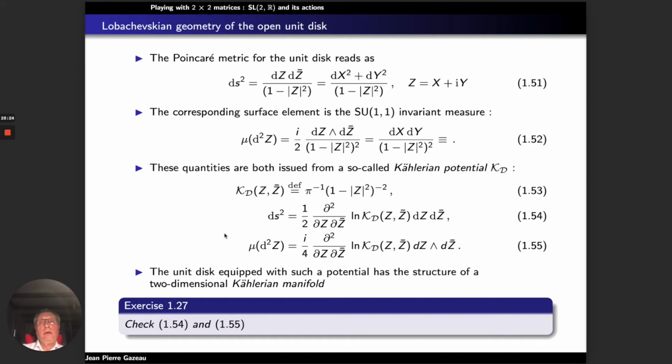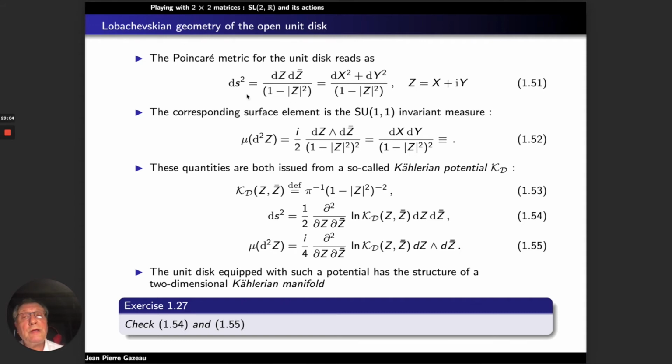Now, since you have a Poincaré metric on the half plane, you can transport through the map M defined previously this metric onto the unit disk in the following way, and we get the following metric on the unit disk as being dz times dz conjugate divided by 1 minus modulus squared of capital Z.